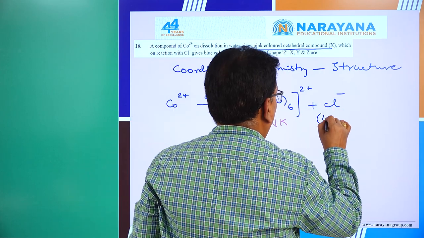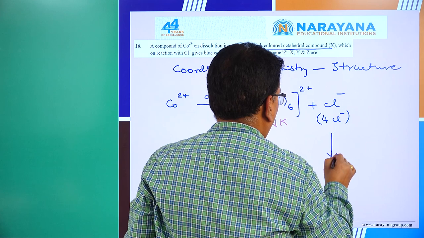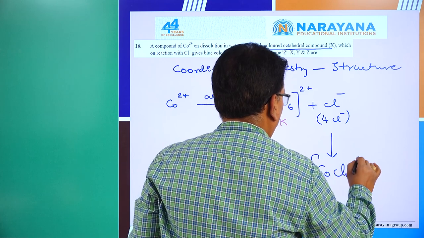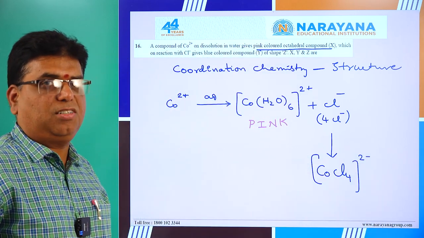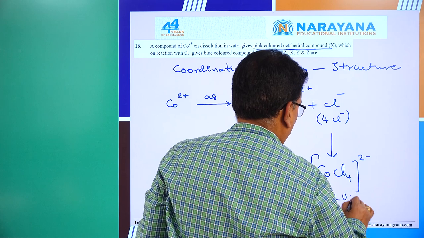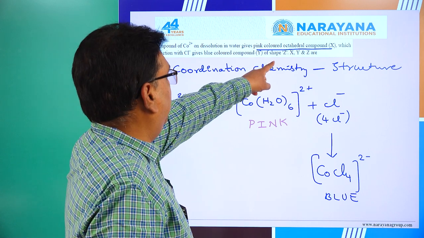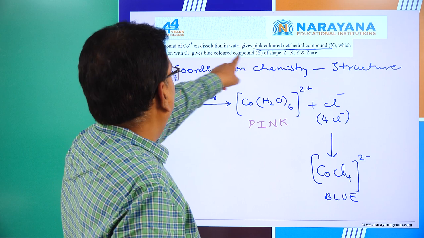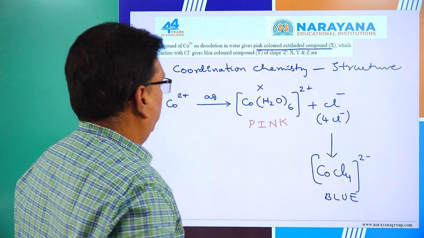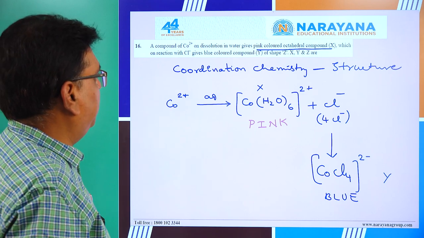Hexaaquacobalt(II), which upon reaction with chloride, this reaction is actually with 4 chloride, will give you CoCl4 2 minus, tetrachlorocobaltate(II), which is blue in color, right? Shape of Z. So you have an octahedral complex, this is your X, which on reaction with chloride gives a blue colored complex, this is Y, and the shape of this is Z.